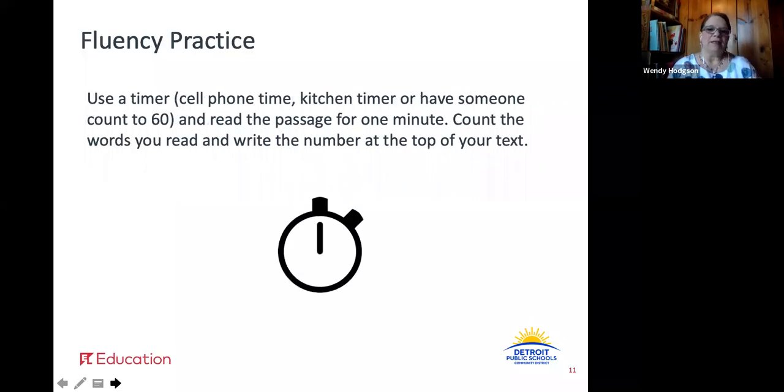And then our last task every day is to do a little fluency practice by using a timer. You could use a cell phone, or maybe you have a kitchen timer on the microwave, or you could have someone count to about 60 seconds, like 1 minute, and read the passage article for 1 minute and mark where you get to, and count the number of words and put them at the top of the article, at the top of the page. And we'll be doing this every day. It's great fluency practice, and it helps reinforce all of this information into your brain.